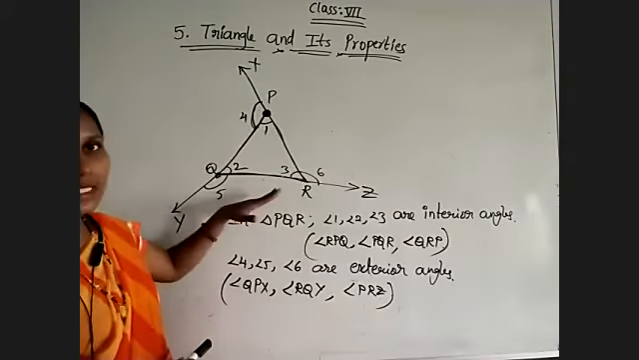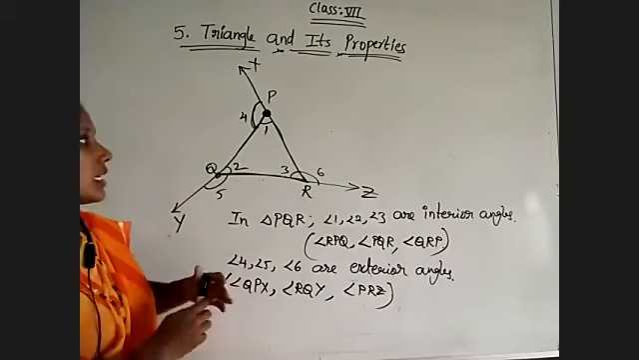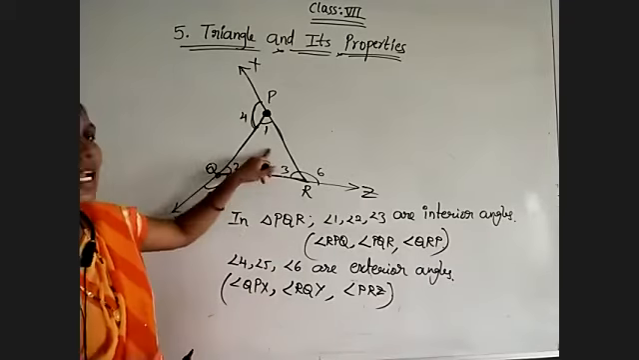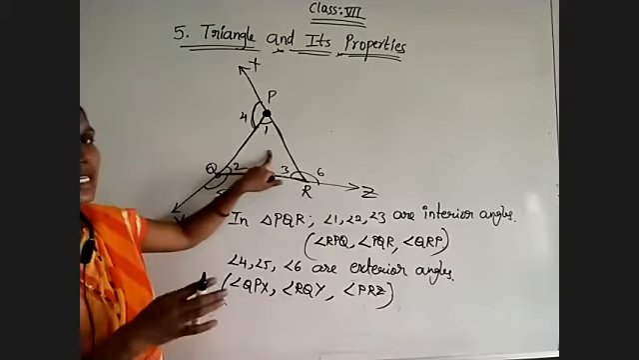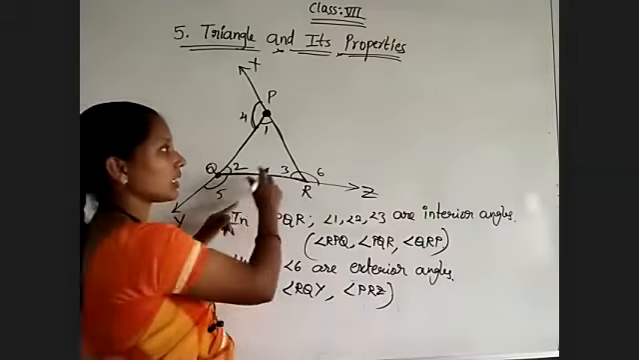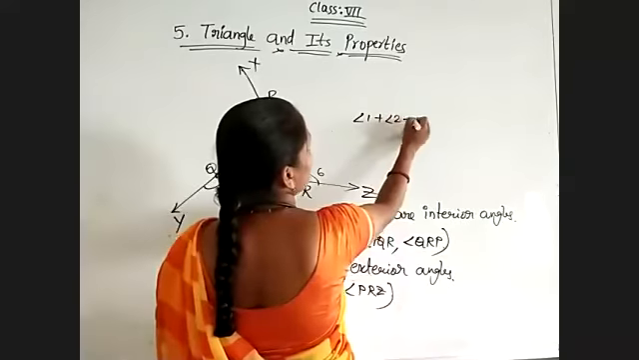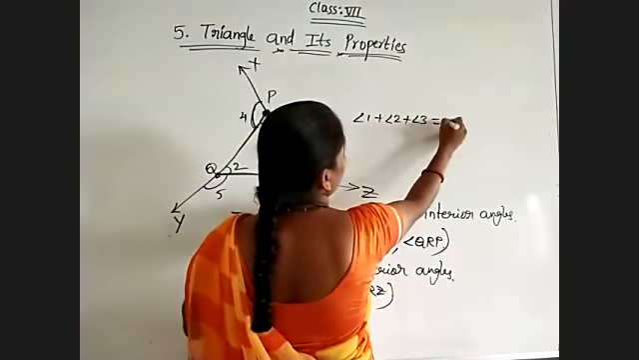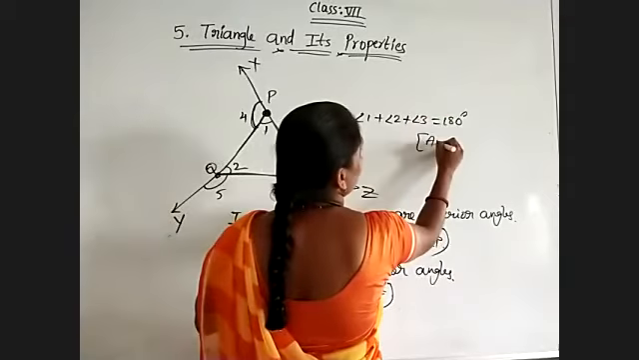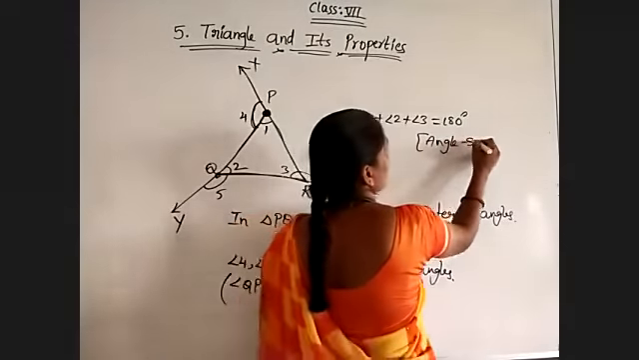And in the case of interior angles, already we have studied that the sum of the three angles of a triangle must be equal to 180 degrees. That is the three interior angles. So here angle 1 plus angle 2 plus angle 3 must be equal to 180 degrees. This is by the angle sum property of a triangle.